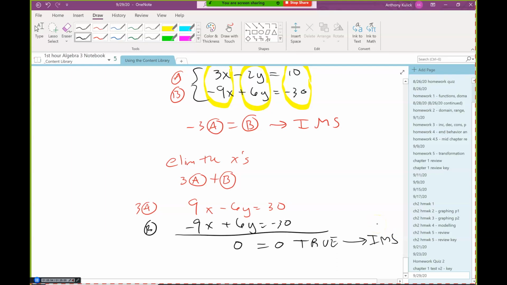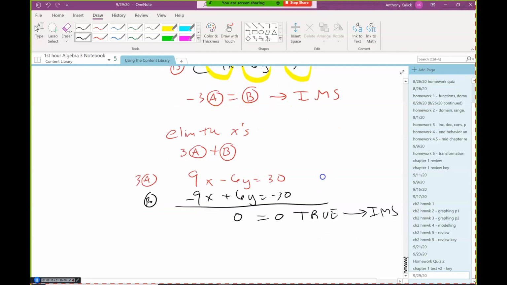So if all the variables disappear, it's either no solution or infinitely many solutions. If you get two things that are actually equal, like 2 equals 2 or 0 equals 0 or negative 10 equals negative 10, that's infinitely many solutions. If you get two things that are not equal, like 1 equals 2 or 0 equals negative 6, that's no solution.